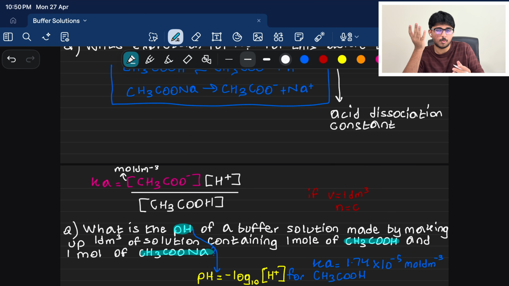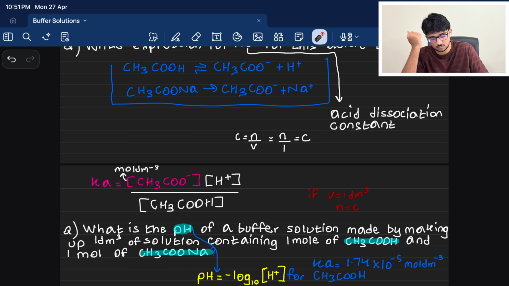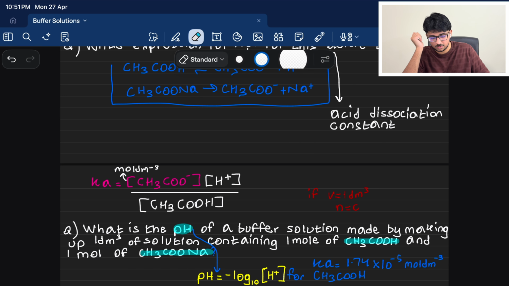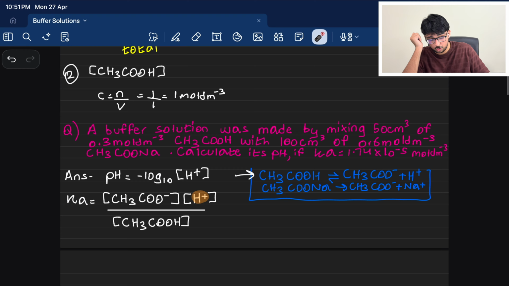Now, if you might ask why is that, take a look at the formula. C equals n over V. If you divide anything by 1, it's going to be the same value as before. So moles divided by 1, the concentration is just the same value as the moles. But now this is not the case because take a look at the total volume of the solution. 50, 100.